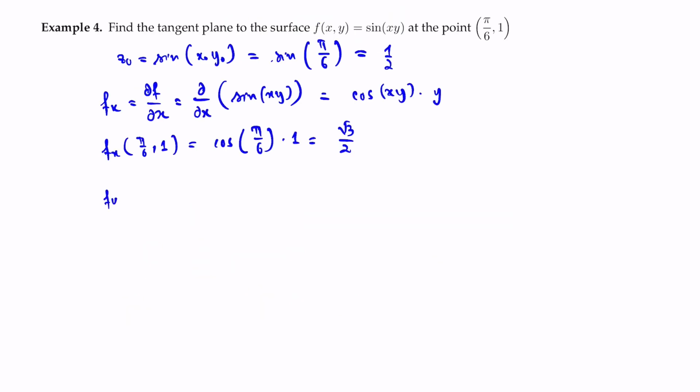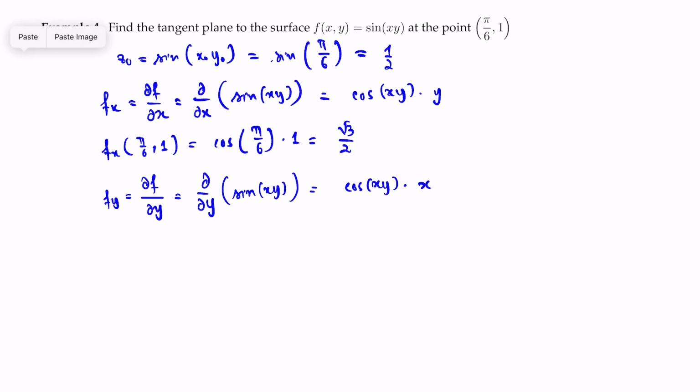Now for the partial derivative of the function with respect to y, you have partial y of sine of x times y. You have cosine of x times y times x. Again, I just applied the regular chain rule of differentiation. What I did is I take the derivative of the outside function, in this case the sine function, multiplied with the derivative of the inside function. The inside function is x times y, but in the context of partial derivative of the function with respect to y, x is a constant. Therefore, the partial derivative of x times y with respect to y is equal to x only.